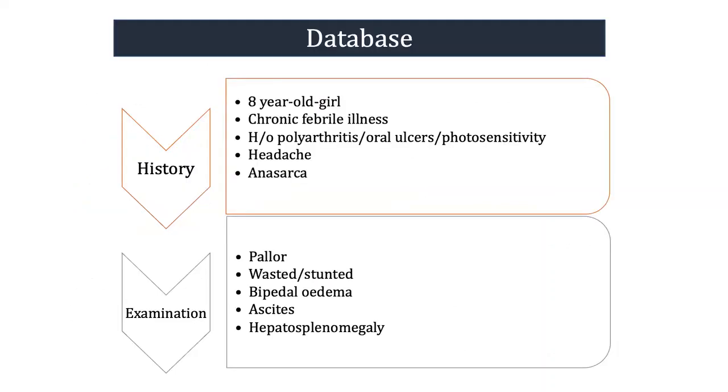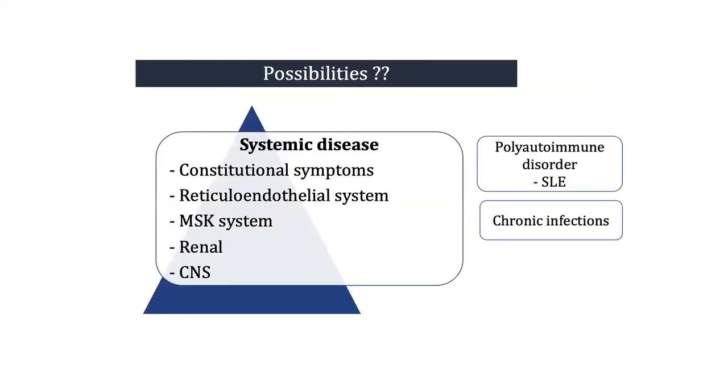So in summary, we have an 8-year-old girl with a chronic febrile illness, history of polyarthritis, oral ulcers, photosensitivity with headache and anasarca. And on examination, she had pallor, wasting and stunting, bipedal edema, ascites, and hepatosplenomegaly. So the possibilities kept in this child in view of the systemic involvement was as the child had a fever for the past 9 months with hepatosplenomegaly, joint pains. So an autoimmune disorder such as lupus or chronic infection was kept as a possibility in this child.